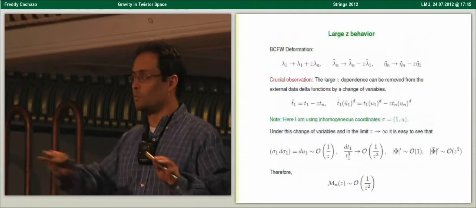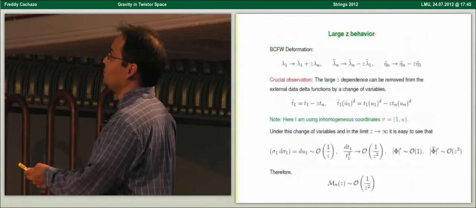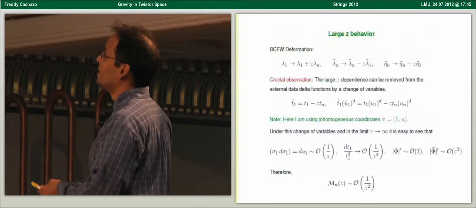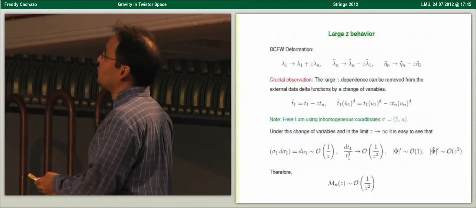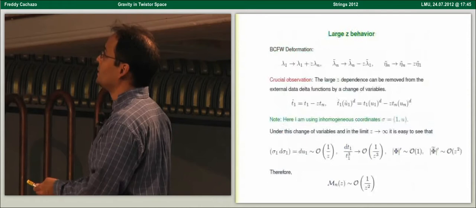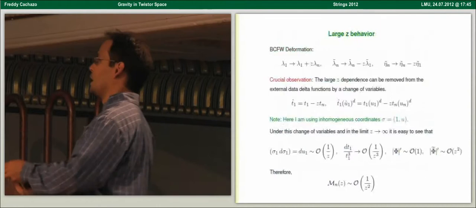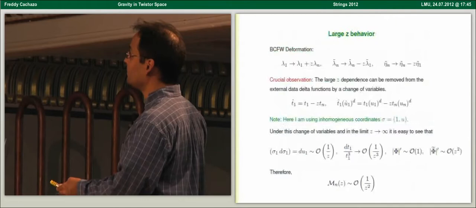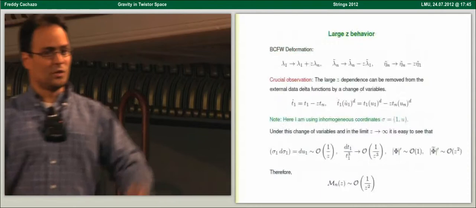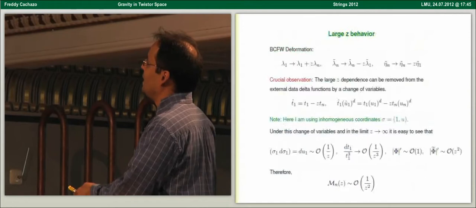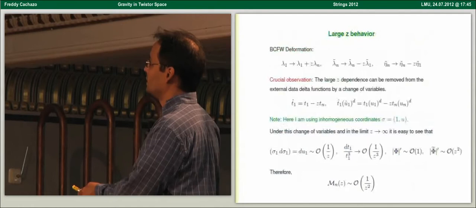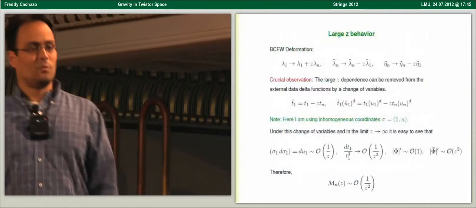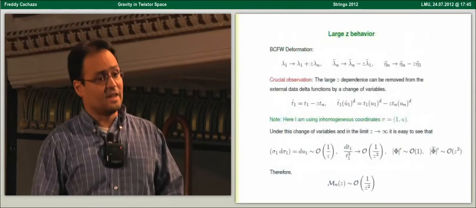And let's have a look at the large z behavior. I'll remind you that the BCFW deformation takes two particles and deforms them in this form. The crucial observation is that the large z dependence can be removed from the external data by a simple change of variables. Here I'm using inhomogeneous coordinates for the sigmas, the worldsheet coordinates, if you allow me to call it the worldsheet, or the CP1 where these points live. Under that change of variables, the measure picks up an order 1 over z from the sigmas, and from the dt integrals 1 over z cubed, so the product of these two goes like 1 over z to the fourth. However, the matrix phi tilde picks up a z squared, while the matrix phi doesn't pick up any factors, it goes like a constant, and therefore the total behavior of gravity goes like 1 over z squared, which is slightly better than what you actually need. And it's better than Yang-Mills. In Yang-Mills, you only get 1 over z.